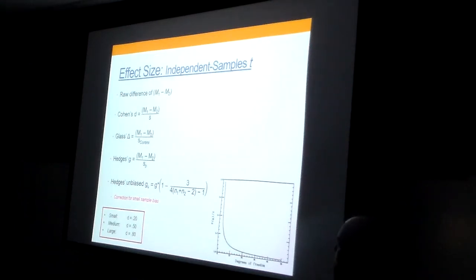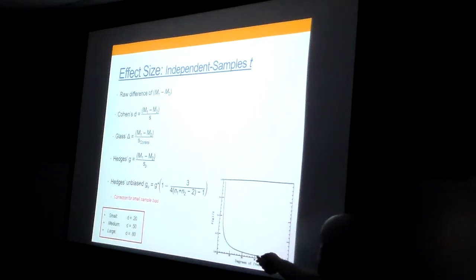And so what Hedges unbiased G does is it institutes a correction for the size of your sample. On this graph, we see that as our degrees of freedom, which corresponds to our sample size, gets larger and larger, the difference between our effect size G and Hedges G starts to decrease. By the time you get to degrees of freedom 50, the difference between G and unbiased G is going to start to become increasingly small.